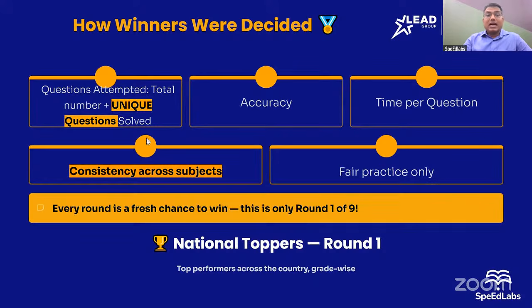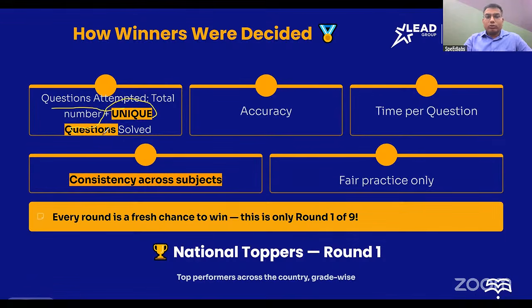Okay. So these are the major criteria. The criteria we consider are questions attempted, unique questions you have to solve, then accuracy, the number of questions you attempt correctly, and correctness per second of time. Consistency is the most important one. In the last round of qualification, we saw some of the students doing only one subject. That is not the criteria. Our criteria has to be achieved. So what was our criteria?